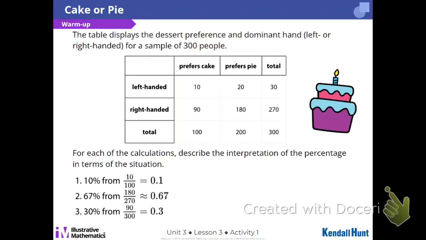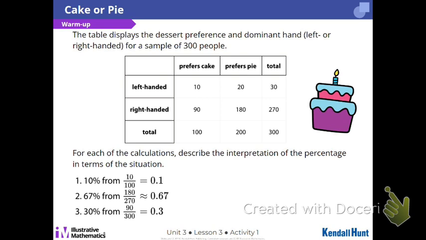So one more time. You've got a two-way frequency table with cake or pie preference and left versus right-handed. You're going to summarize what each of these percentages mean in context with your partner in your math notebook right now. Let's go. All right, so who can tell me what the 10% comes from?